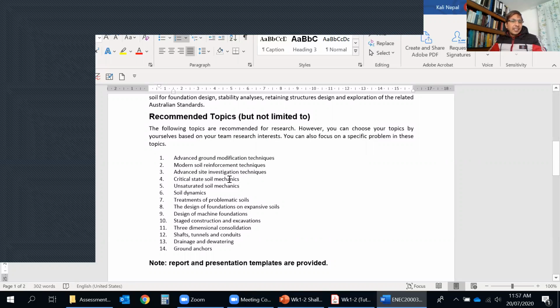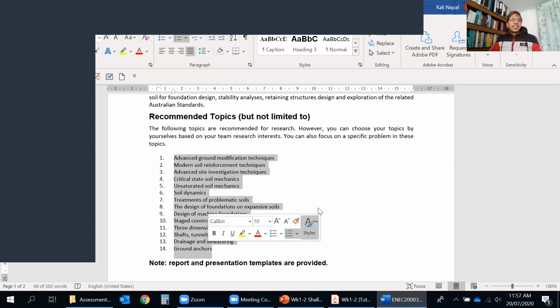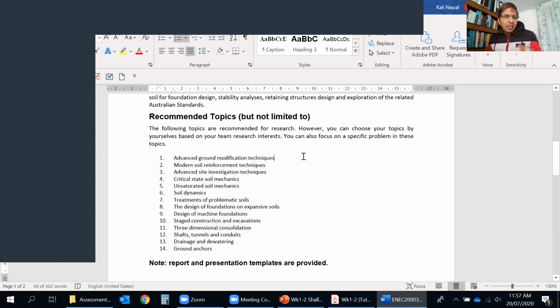What is critical state soil mechanics? What is unsaturated soil mechanics? What is soil dynamics? I was mentioning that before, right? Soil dynamics, treatment of bad soil, how we design the foundation on expansive soil. Those are the topics given, right? In your team, discuss with each other. I'll upload this soon. You discuss with each other, and then investigate, how can I do that? And make a paper about it, right?